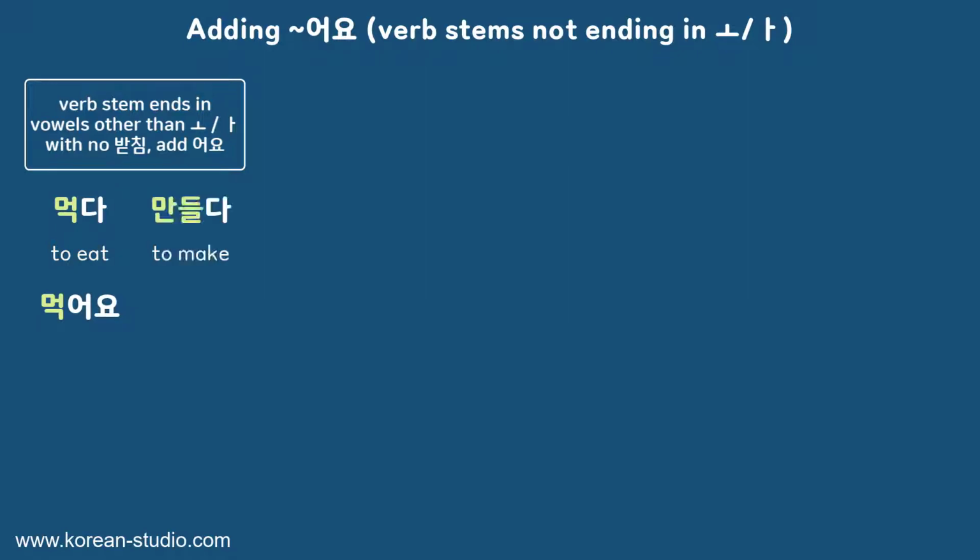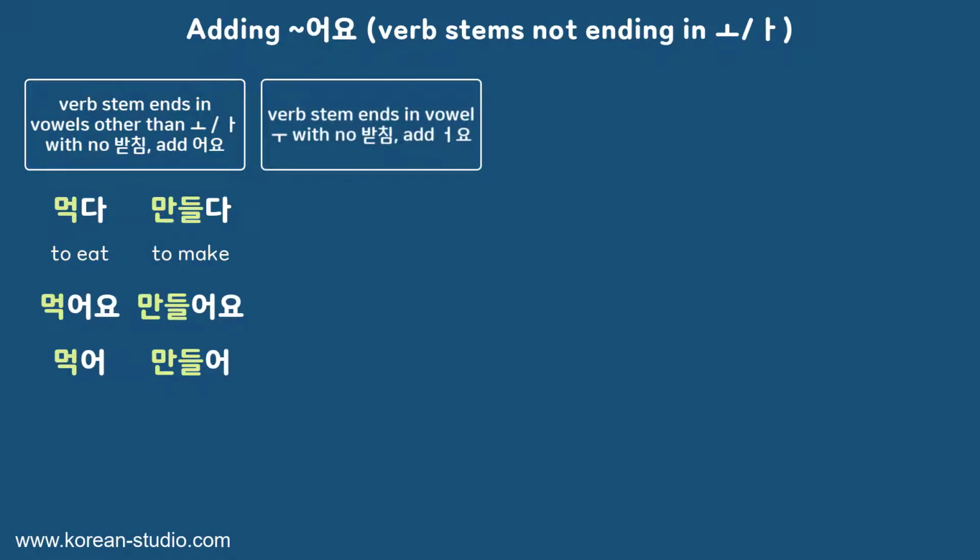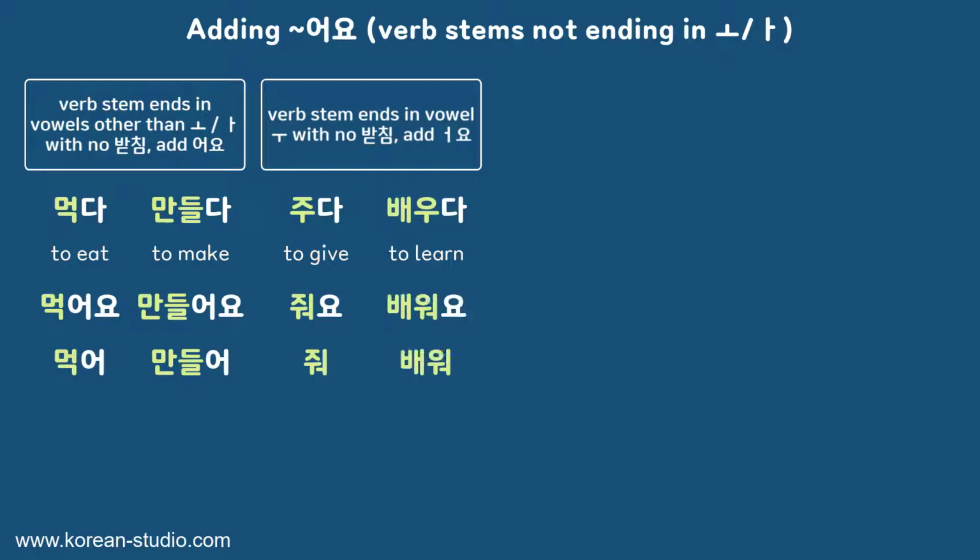And the verb 만들다, meaning to make, becomes 만들어요. And as with 아요, to make these verbs into casual forms, we simply remove 요 at the end. Second, if the verb stem ends in the vowel 우 with no 받침, we add 어요. So the verb 주다, meaning to give, becomes 줘요, and the verb 배우다, to learn, becomes 배워요.